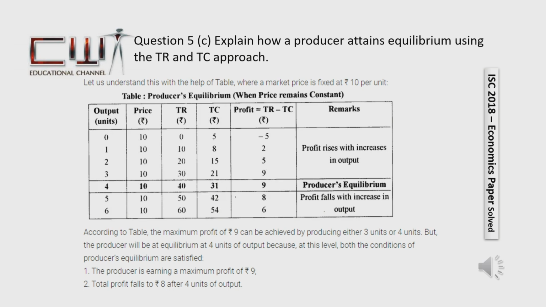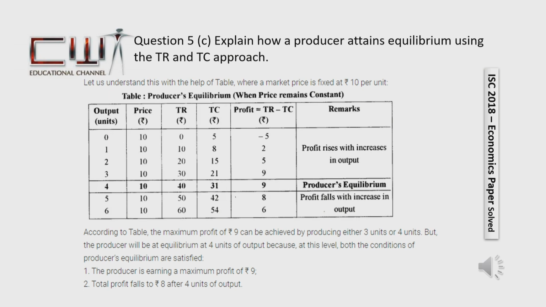Explain how a producer attains equilibrium using total revenue and total cost approach. Let us understand this with the help of a table where a market price is fixed at 10 rupees per unit. If you look at the table, the first column represents the output in units, the second column the price which is constant at rupees 10, the total revenue which is the output into the price, and the total cost which reflects the fixed cost and the variable cost, because at output 0 there is still a cost of rupees 5.